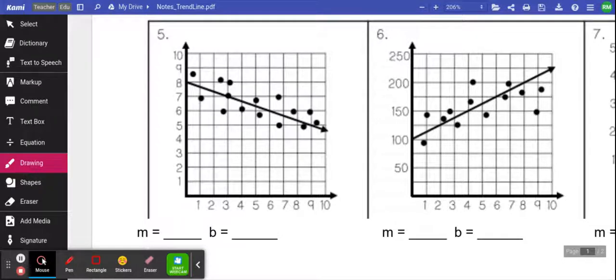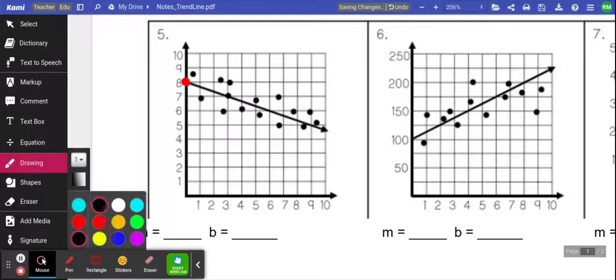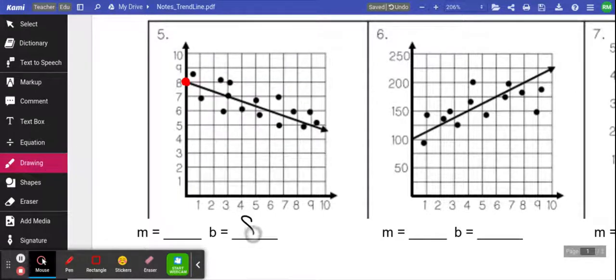And where does this start? 8. Yes. So let's go ahead and I'm going to put a red point at 8. And is that my M or my B? My B. So B is 8. Good.